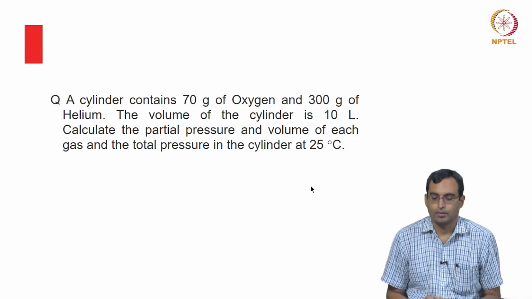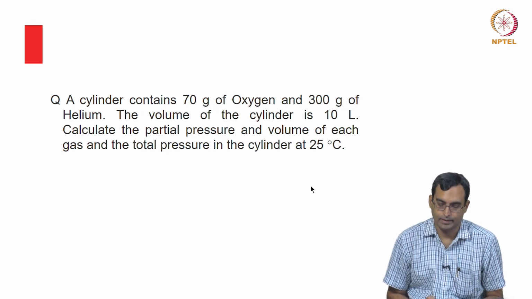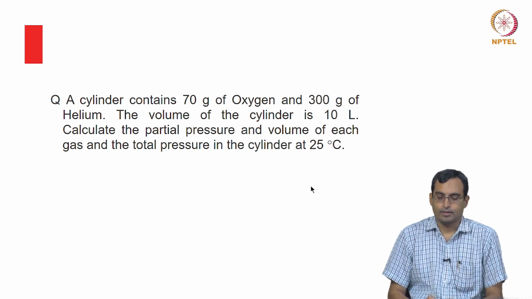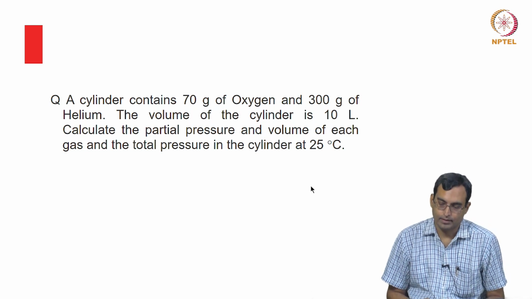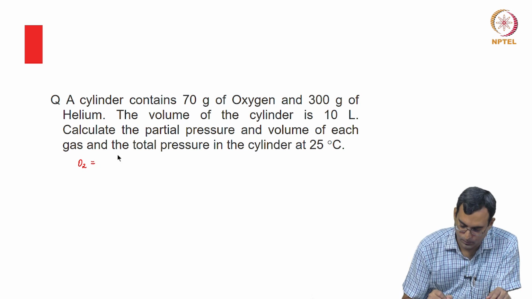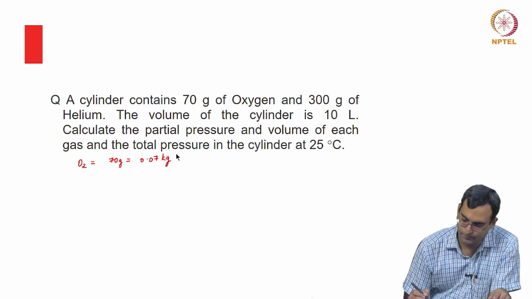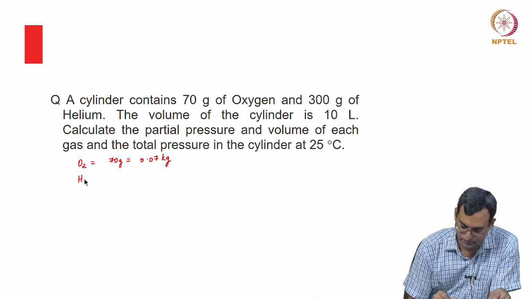We will go on to some problems here about mixtures of ideal gases. It says a cylinder contains 70 grams of oxygen and 300 grams of helium. So, I have oxygen which is 70 gram. Let me convert that into kg. I have helium which is 300 gram.